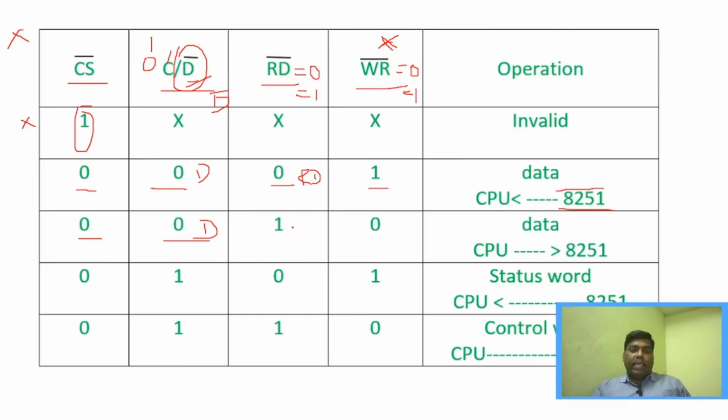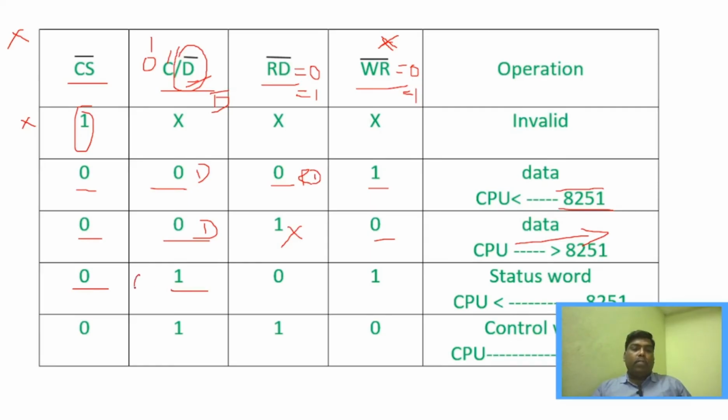And here the read signal is equal to 1, so it is inactive, and write signal is 0, which means it enables the write operation. So here the data bus buffer and write operation is enabled, which means the CPU writes the data on the data bus buffer, performs the write operation on the data bus buffer, which means it outputs the data to 8251, right?